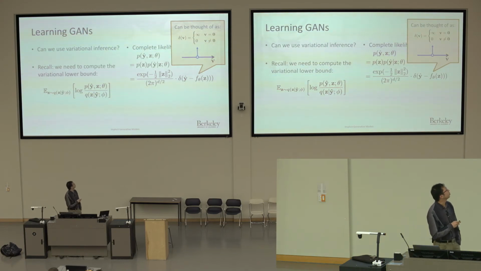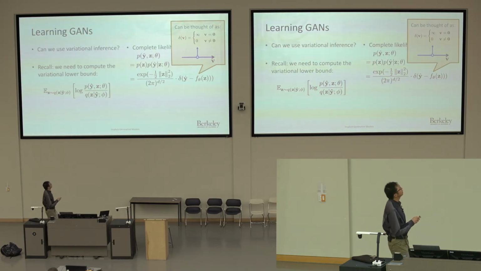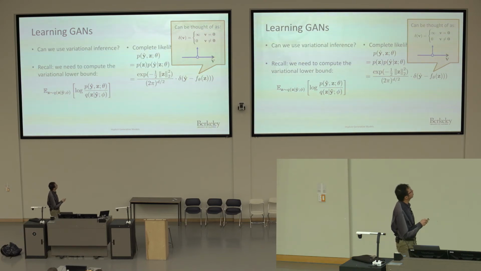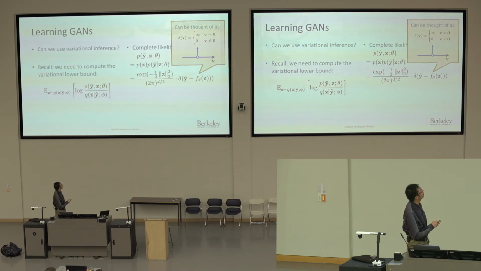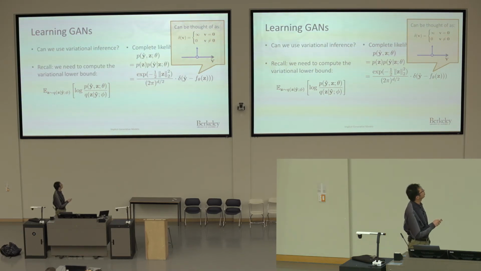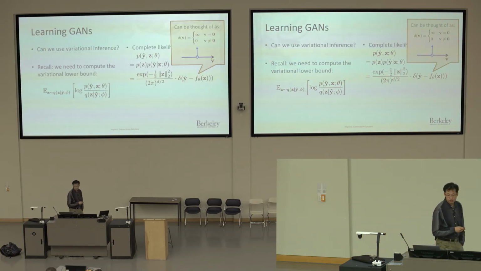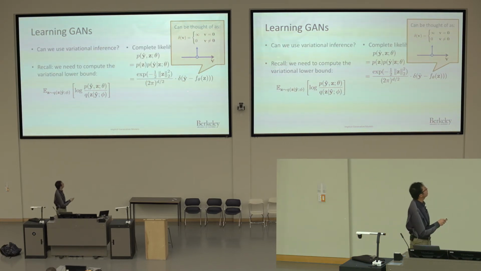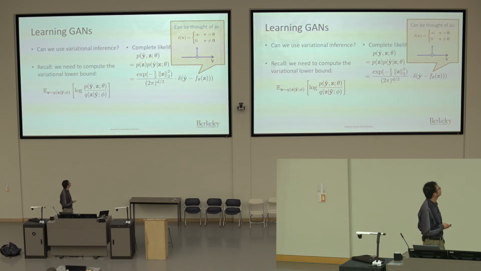For those of you who don't know, the delta is essentially a generalization of a function where you have infinity at 0 and 0 everywhere else. You define it such that if you integrate over the entire domain, you end up with 1. So this is saying that we only have a non-zero density when y hat is exactly equal to what your model actually gives you.